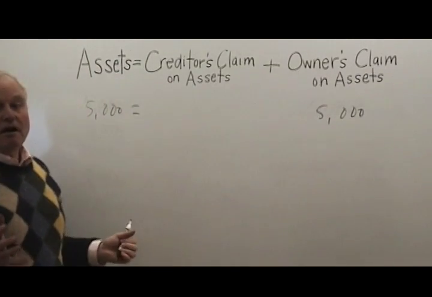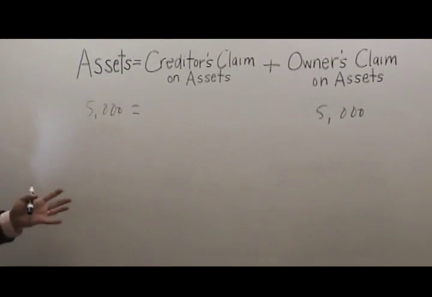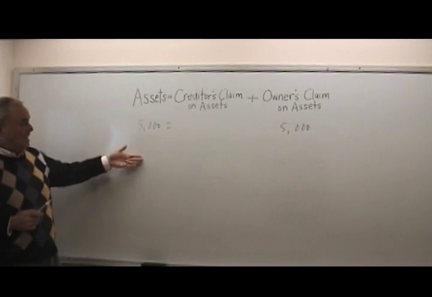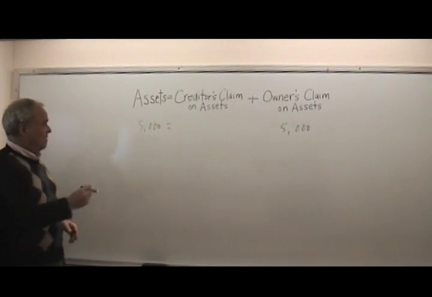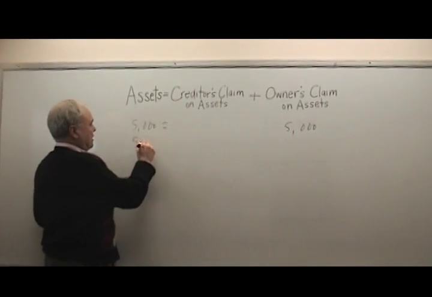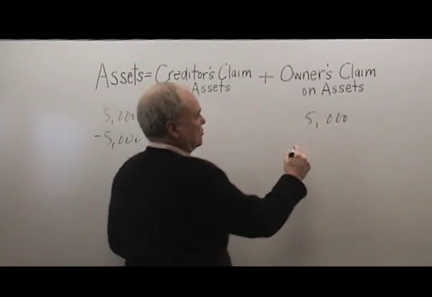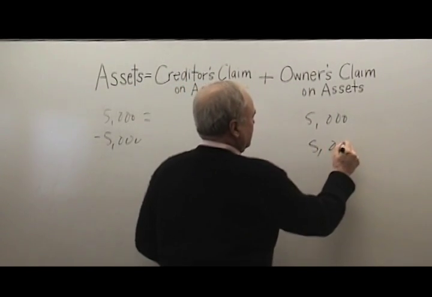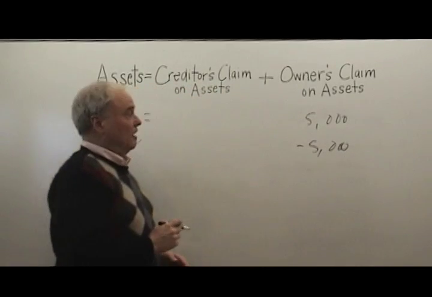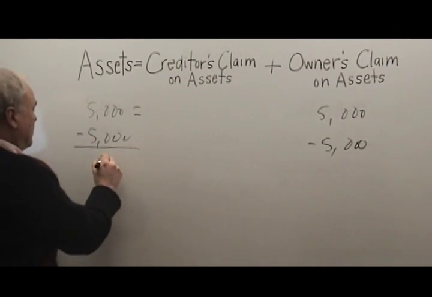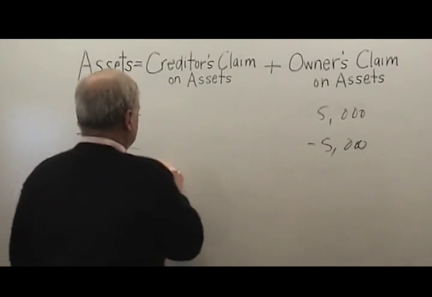If at this time you were to decide to dissolve the business, let's see how we account for it. Obviously, the cash would go down by $5,000 because you'd be taking your cash out. So it's minus $5,000. And your claim goes down by $5,000. Again, a double entry and an equation that continues to balance.